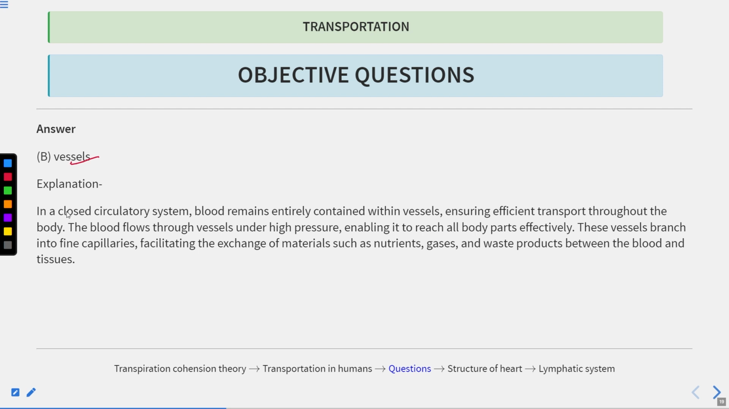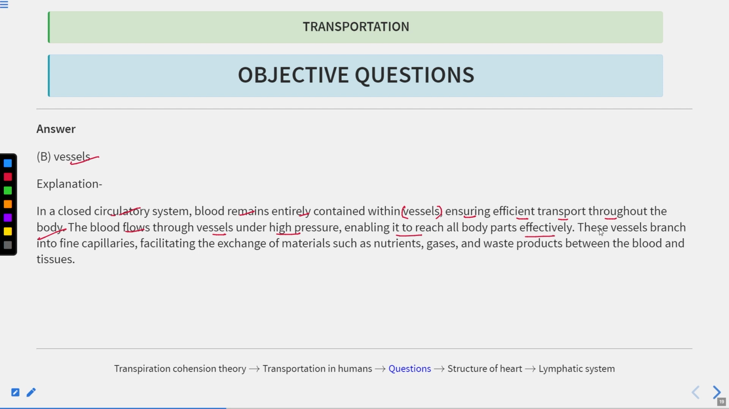Now, in the closed circulatory system, blood remains entirely contained within the vessels. Okay, now this ensures efficient transport throughout the body. The blood flows through the vessels under very high pressure, enabling it to reach all the body parts effectively.